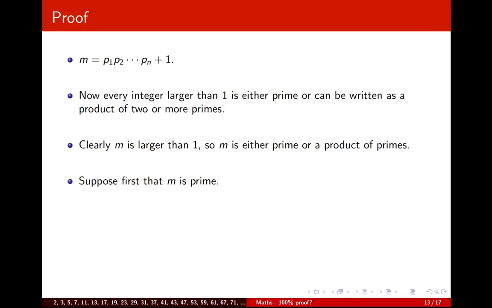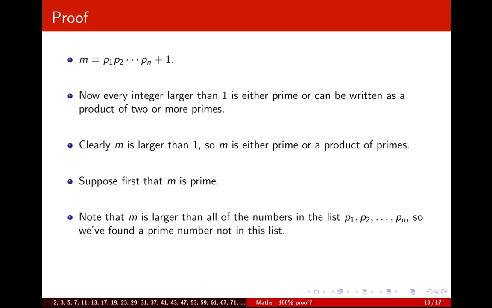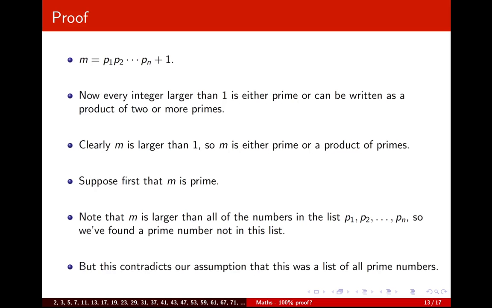Suppose first that m is prime. But if m is prime, it's larger than the list of primes we've already got, so it's a new prime, and yet they were meant to be the only primes that exist. So that now gives us a contradiction. So clearly in this case, m cannot be prime.